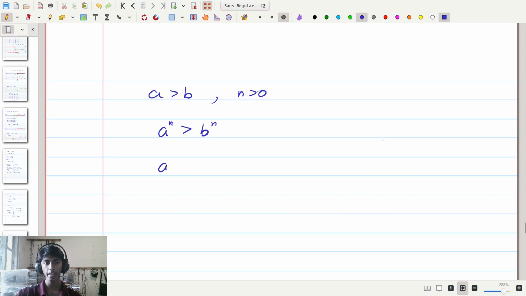Similarly, A to the power of negative n is going to be less than B to the power of negative n for any positive n. This is of course the same for the other three symbols. If we have the greater than or equal sign, less than or equal sign and all of that, we can still imply this. So that's the end of our identities.